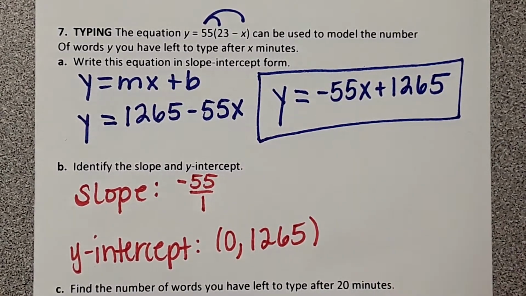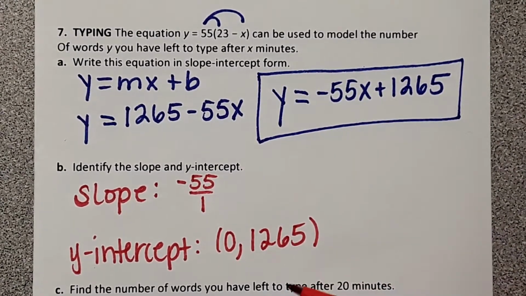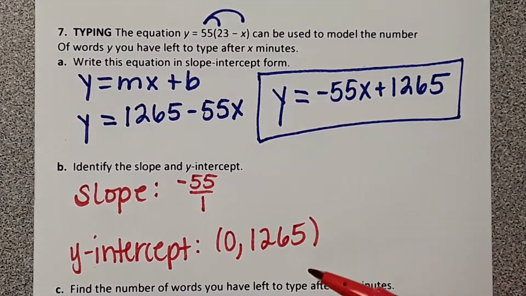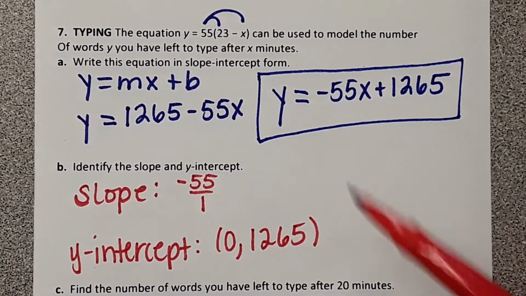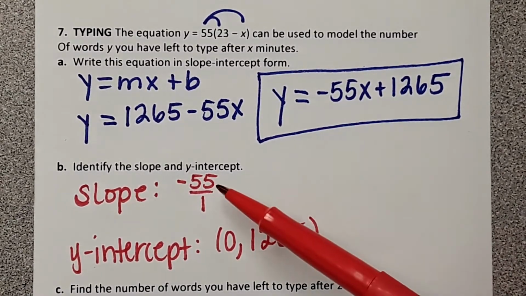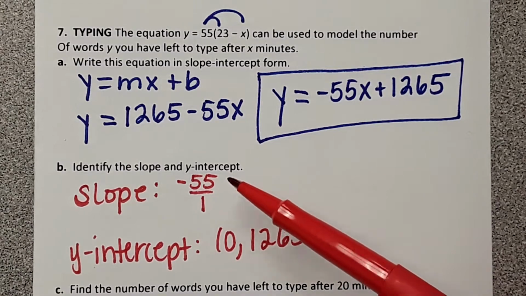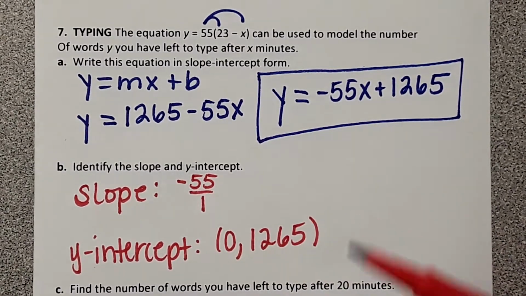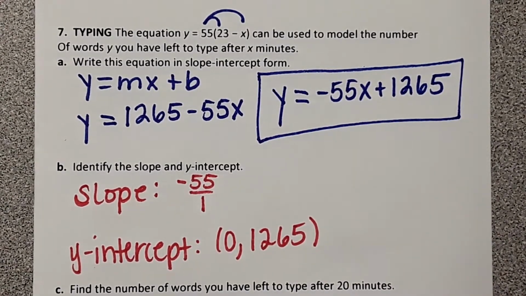So let's talk about what this means. When we haven't started, we need to write 1,265 words. That's how many we have to type. At 0 minutes, this is how many words we have to type. And this means that we're going down 55 words every time, because we're decreasing. As we're typing, we have fewer words to type.